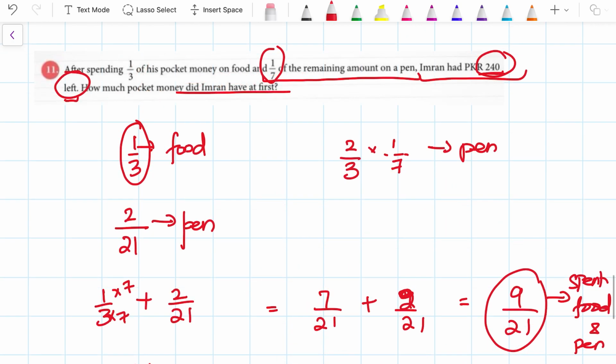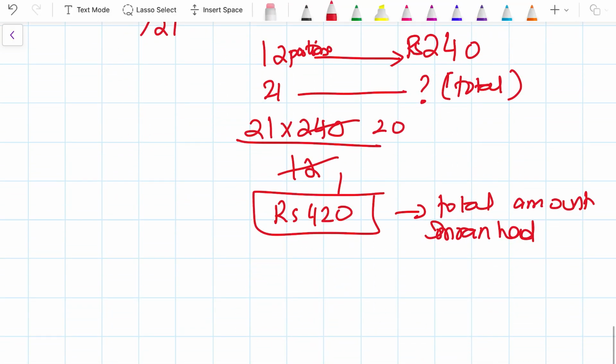So how much pocket money did Imran have at first? Imran had 420 pocket money at first.